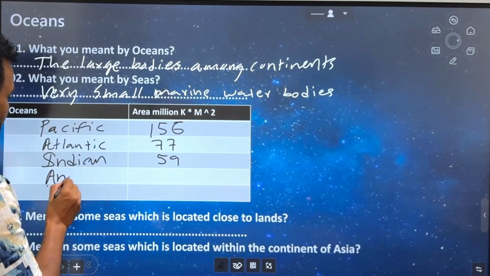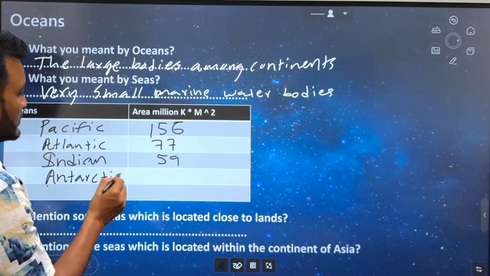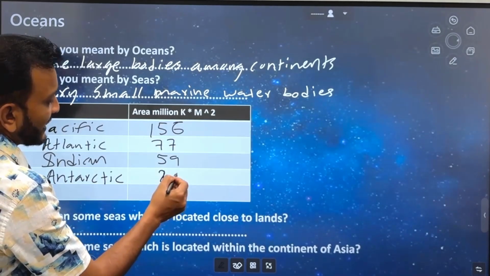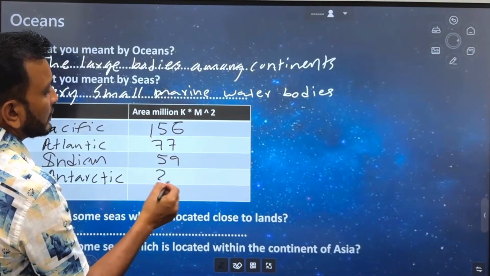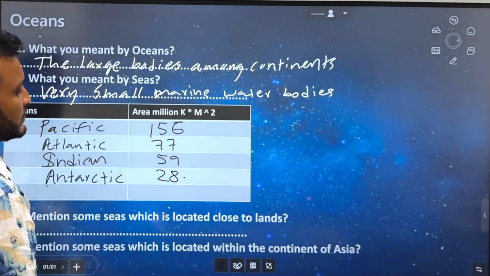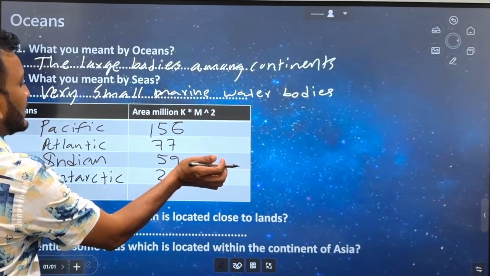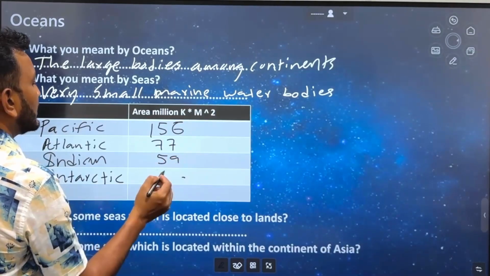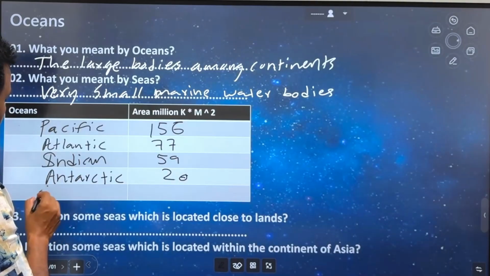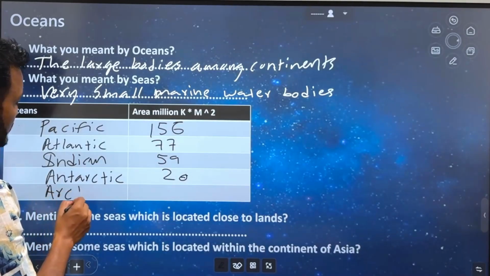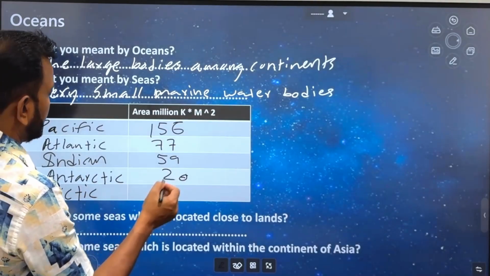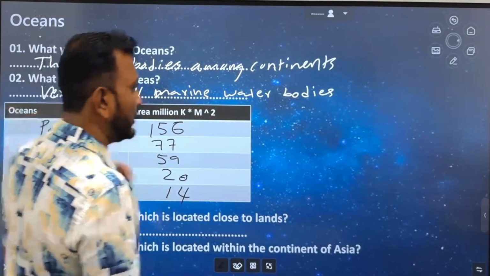Next one? Antarctic Ocean. Area? 20 million kilometers. Right, the last one, the smallest ocean, the Arctic Ocean. Area in millions? 14.